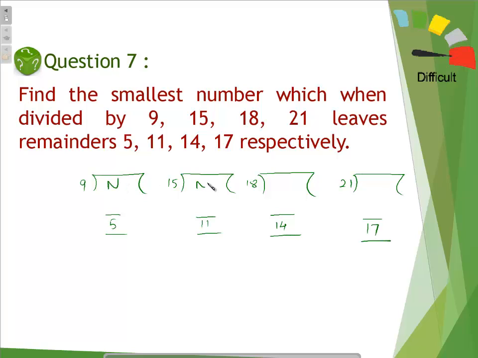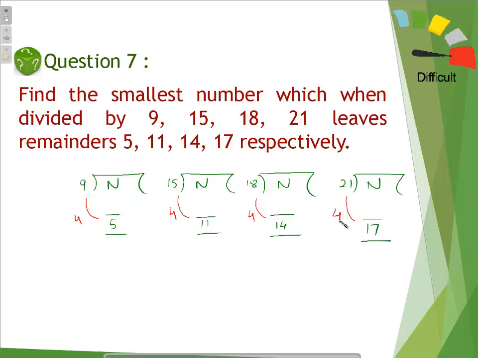Let that number be n. In the previous question, remainders were the same. But in this question, all the remainders are different. But you can observe one thing. What is the difference between the divisor and the remainder? That is 4 in this case. Again 4 in this case. 4 in this case. And 4 in the last case.